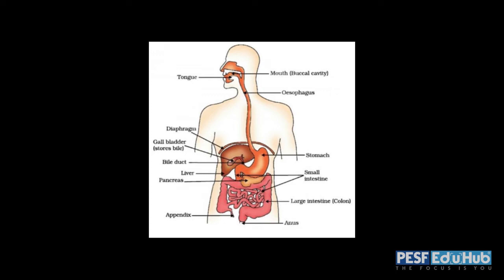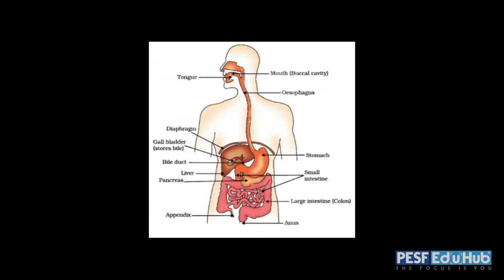The mouth leads to the buccal cavity. The buccal cavity leads to the pharynx. The pharynx leads to the esophagus. The esophagus opens into the stomach. The stomach opens into the duodenum. The duodenum opens into the other part of the small intestine. The small intestine opens into the large intestine.